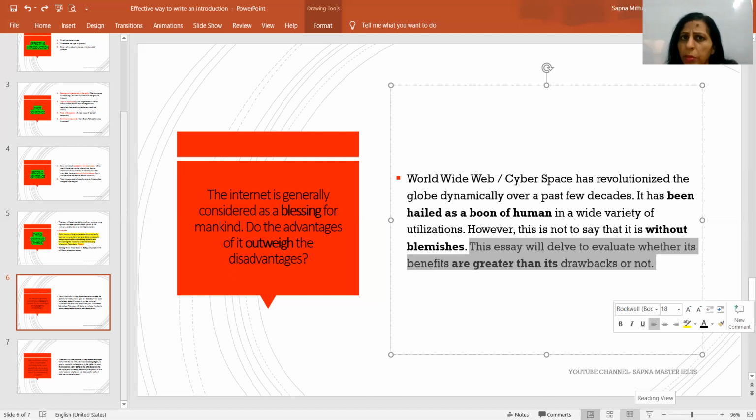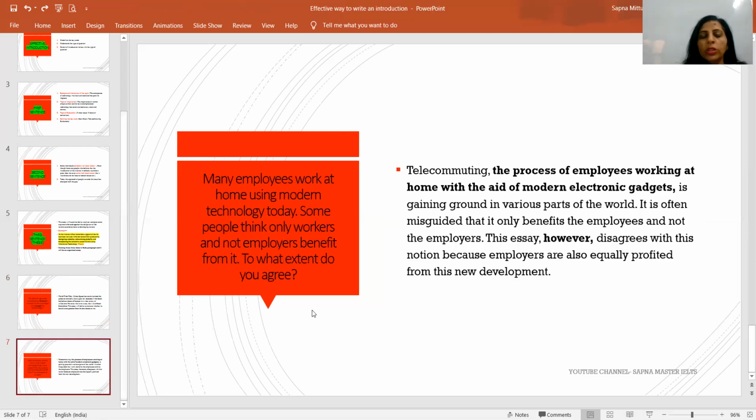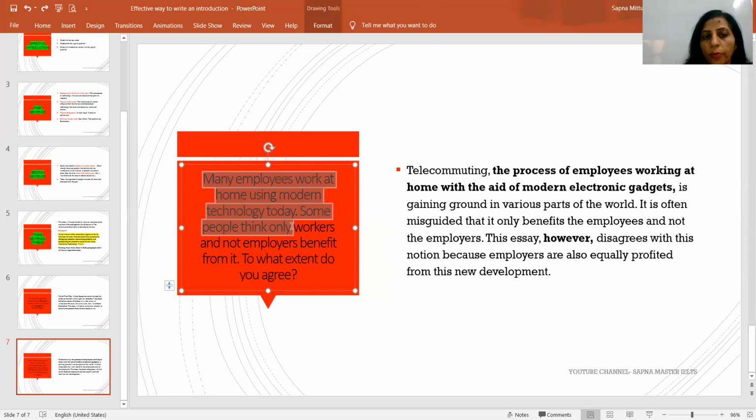It just took 5 minutes to understand the basic idea behind writing a Task 2 introduction, and you are able to complete it. In the same case, I have one more example: many employees work at home using modern technology today. Some people think only workers and not employers benefit from it. To what extent do you agree or disagree? So, this is about employees working at home using modern technology. That is referred to as telecommuting.